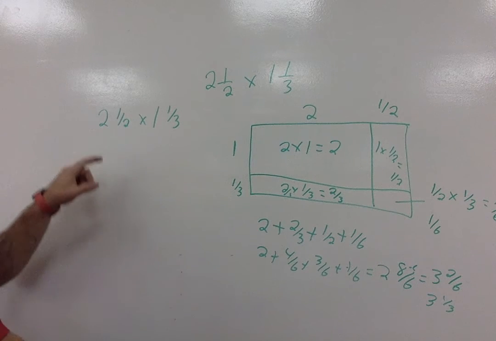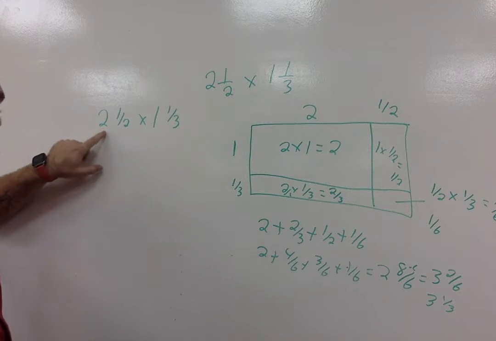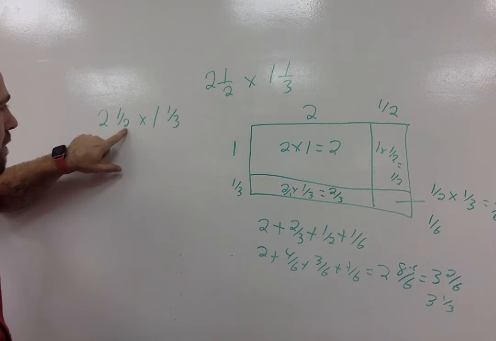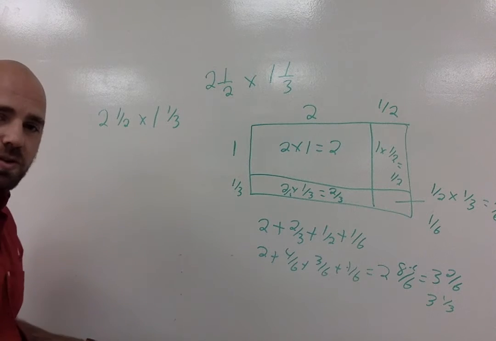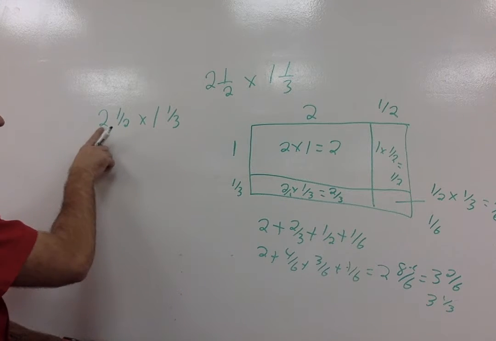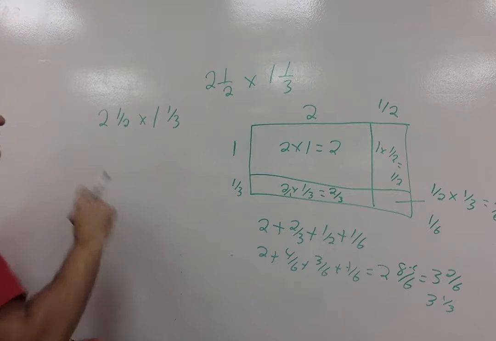So just a reminder, the way that we're going to do it, we're going to take the number of whole numbers that we have, and we're going to multiply it by the denominator. And then we're going to add it to the numerator. So in this situation, we're going 2 times 2 plus 1.